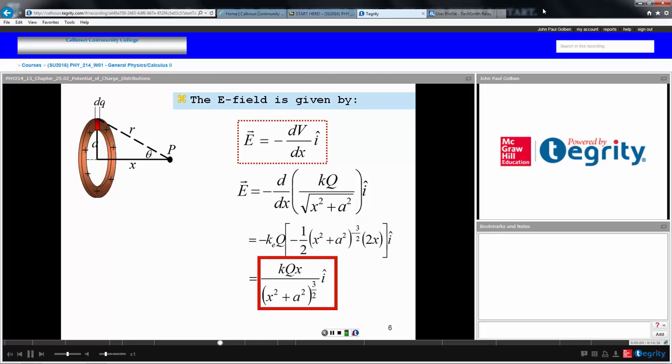This is exactly what we found in chapter 23. How about that? In chapter 23, we had to integrate in a very difficult way and make some assumptions about the transverse components canceling out and all that stuff. Here it was very easy. Found the potential, took its derivative, found the E field. Much easier to take derivatives than it is to integrate and come up with the same answer that way. So this should make you appreciate the energy approach to electrodynamics.